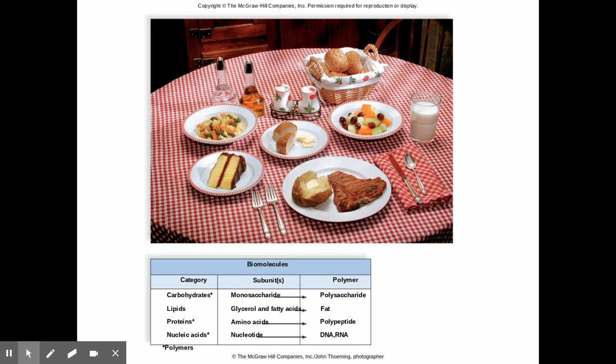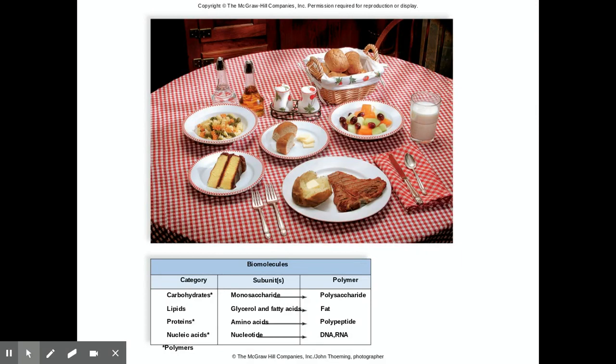Proteins, the monomer is an amino acid. Put a bunch of amino acids together, you get a polypeptide. And remember, poly means many, so you're thinking a large molecule. Nucleic acids, one little single unit is called a nucleotide. Remember, phosphate, sugar, base. You put a bunch of phosphate, sugar, base, phosphate, sugar, base, phosphate, sugar, base, you are making a polymer, a large molecule of either DNA or RNA. So all of our big molecules are made up of little tiny units, and those are the monomers.